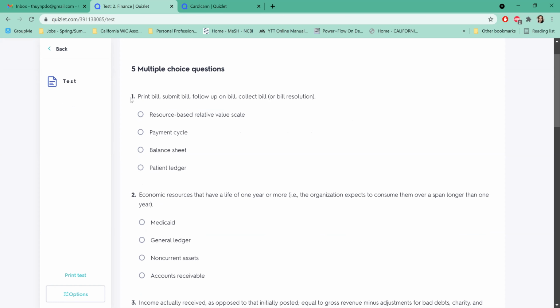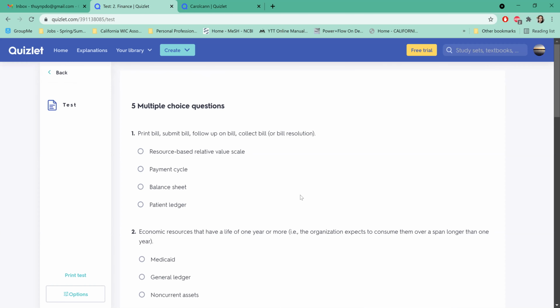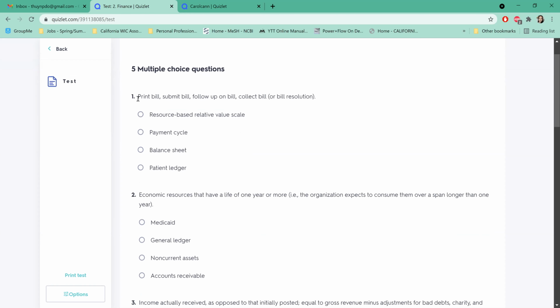All right, first question: print bill, submit bill, follow up on bill, and collect it, or it's a bill resolution. They don't come in letters, so the first one would be A, the resource-based relative value scale. B, payment cycle. C, balance sheet. Or D, patient ledger. So what is this process called?